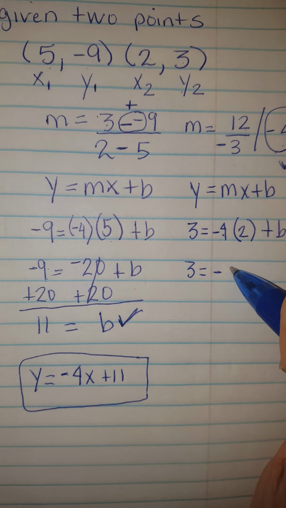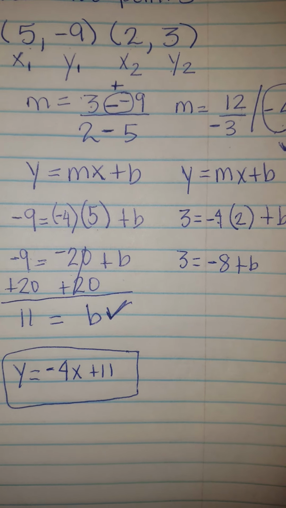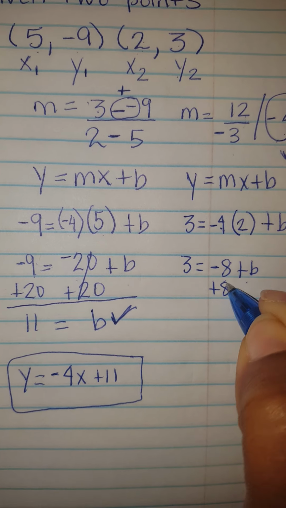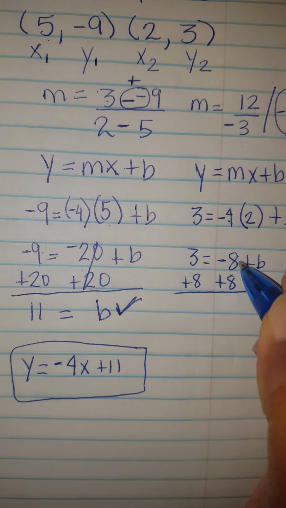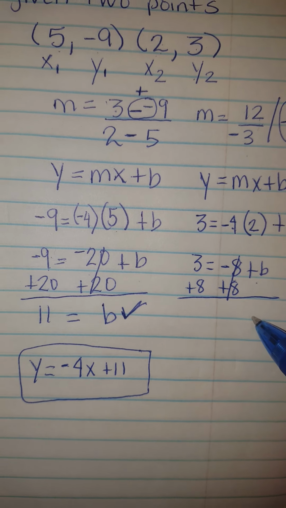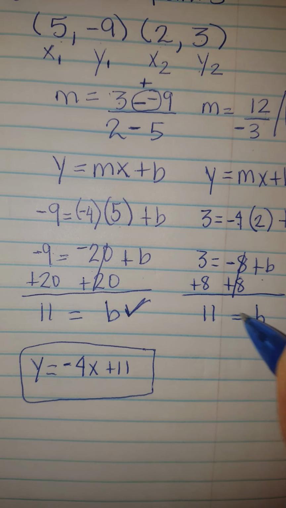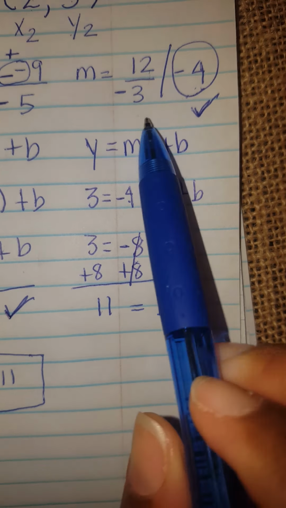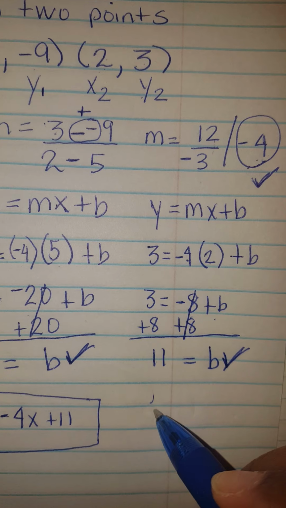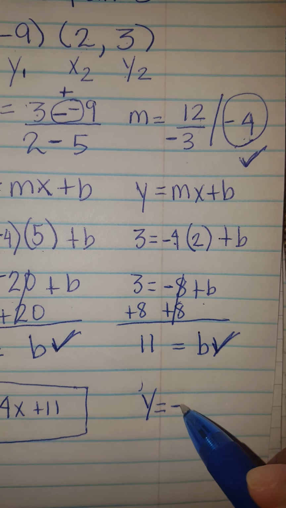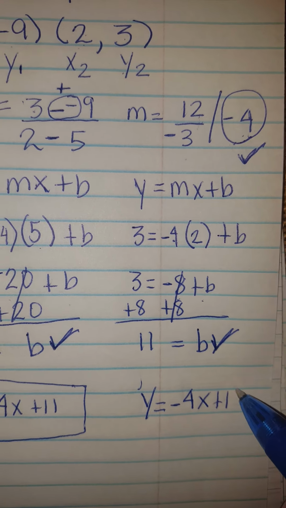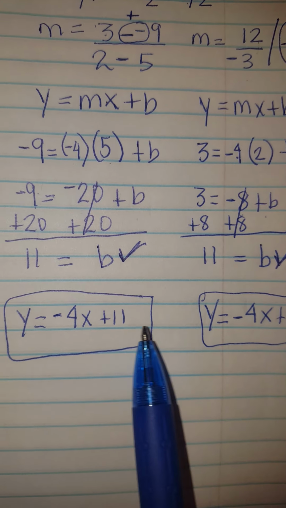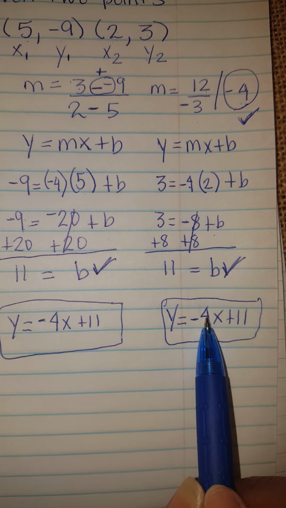-4 times 2 is -8. To get b by itself, I need to get rid of this -8 by adding 8 to both sides. The 8's will cancel, and you see that b is equal to 11. Well, I have my b, I have my slope, and we have our equation. So as you can see, it doesn't matter which point you use, you get the same exact result.